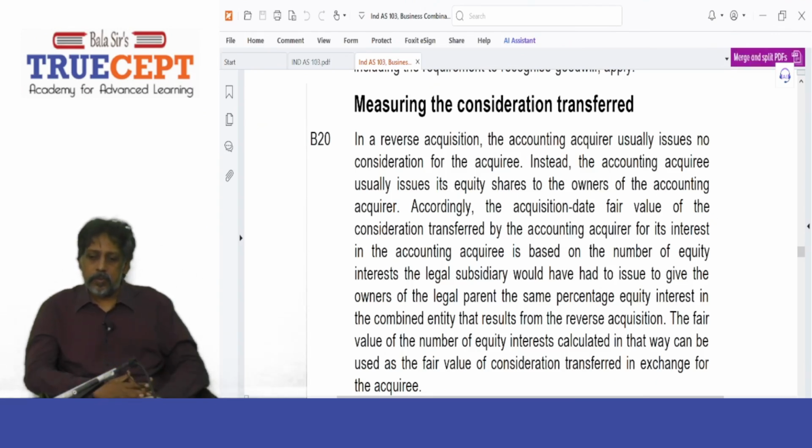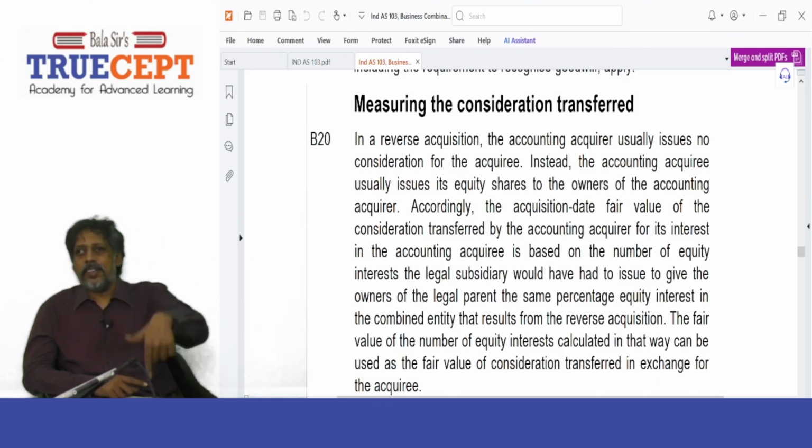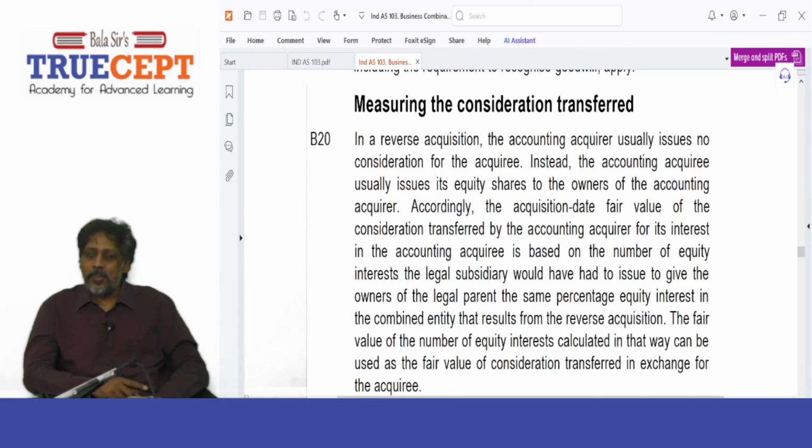Accordingly, the acquisition date fair value of the consideration transferred by the accounting acquirer for its interest in the accounting acquiree is based on the number of equity interests the legal subsidiary would have had to issue to give the owners of the legal parent the same percentage equity interest in the combined entity that results from the reverse acquisition. Who is the legal subsidiary? Nothing but Entity B, the accounting acquirer. See, again, it shifted the language. Legal subsidiary, entity A is the legal parent.